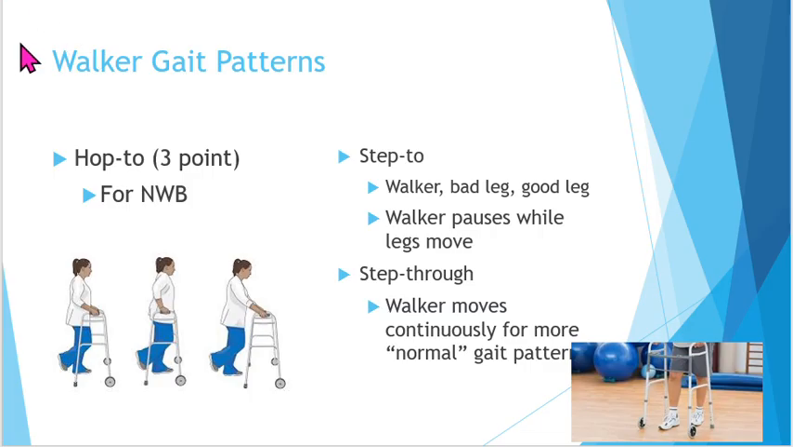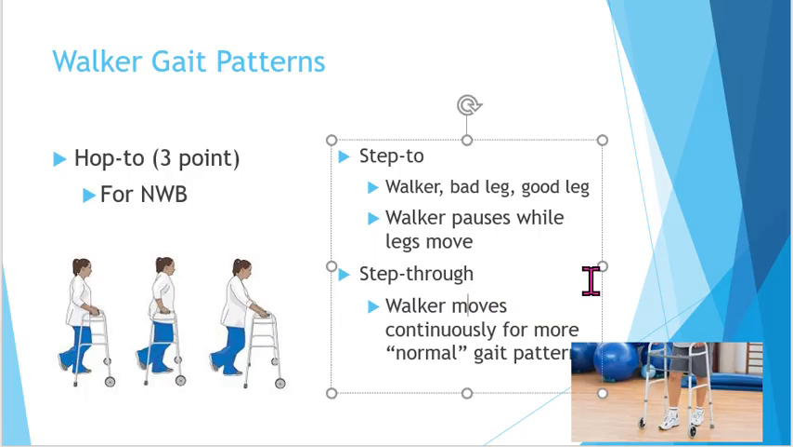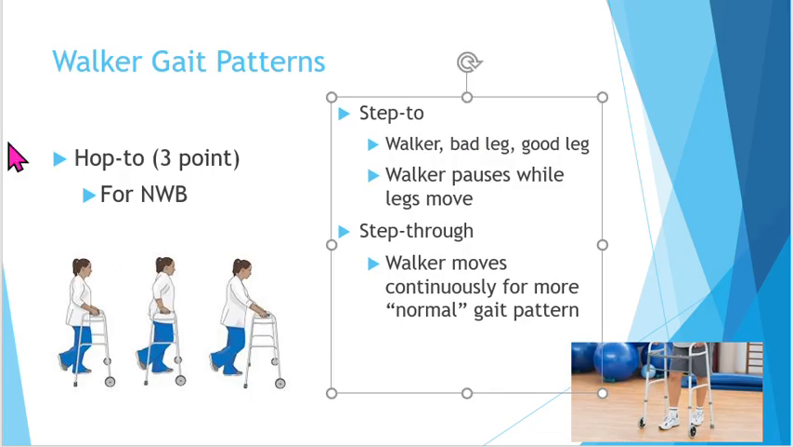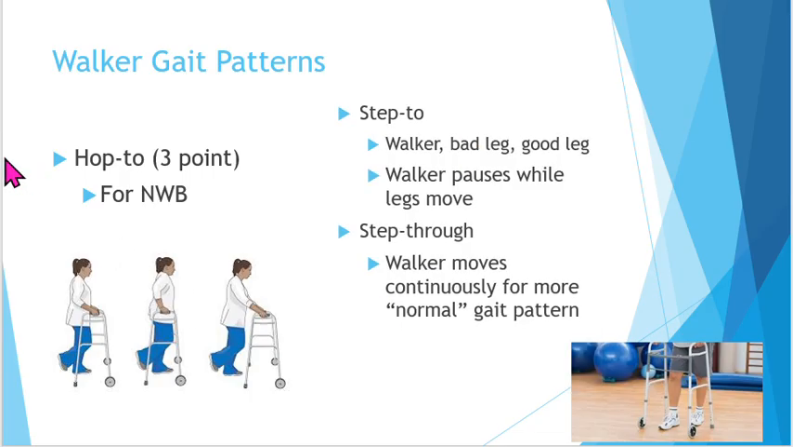So walker gait patterns are much simpler than our crutches gait patterns because there's just not as many moving pieces. So we have the hop-to or 3-point. I wouldn't worry about that too much though, but the hop-to for non-weight bearing. So you place the walker ahead, and then you push your weight into your arms and bring your other leg forward, and then just repeat.